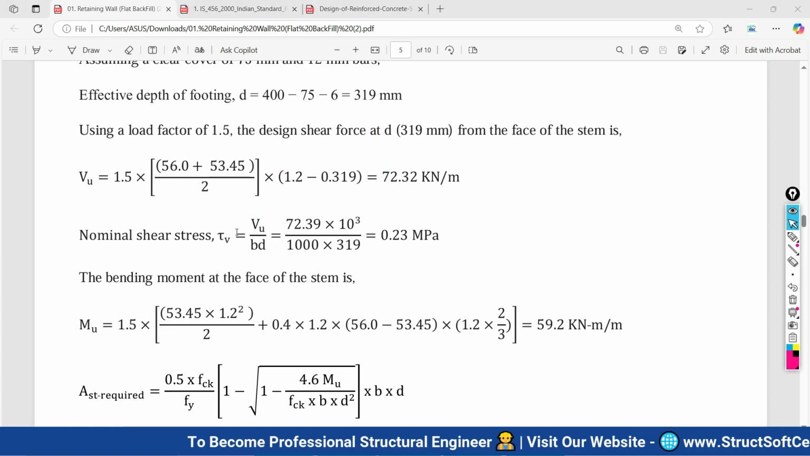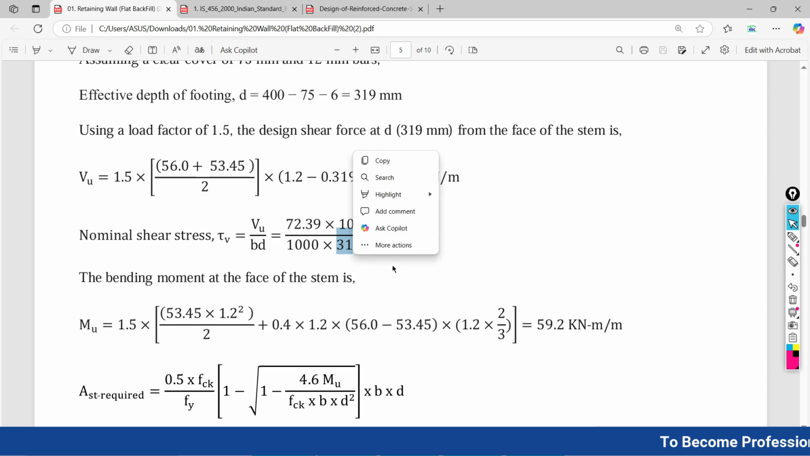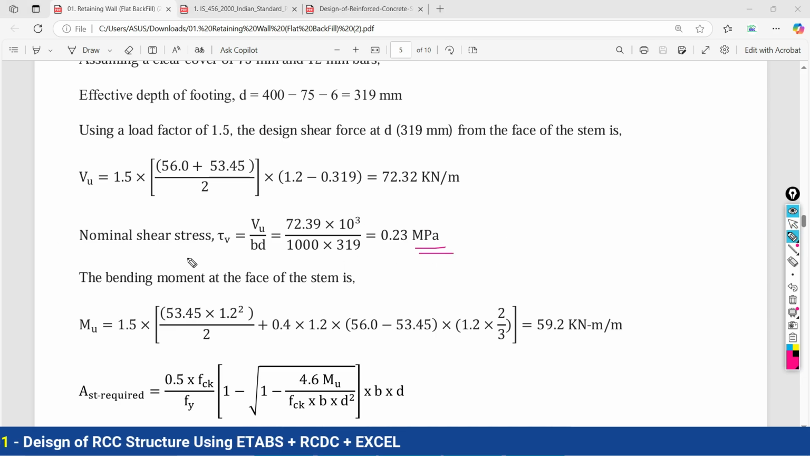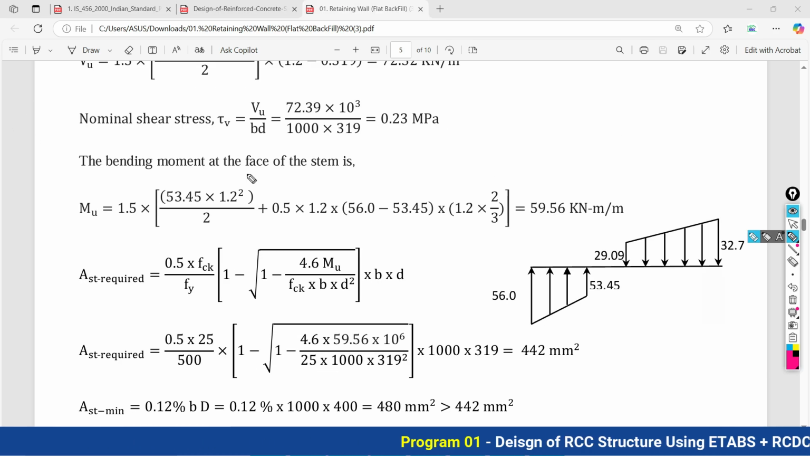So shear force divided by b over 1 meter, multiplied by effective depth. After doing this calculation, we will come to know the nominal shear as 0.23 Newton per mm square, or you can say MPa. This is the nominal shear. This is the shear that is going to be developed in the base, calculating the nominal shear stress.